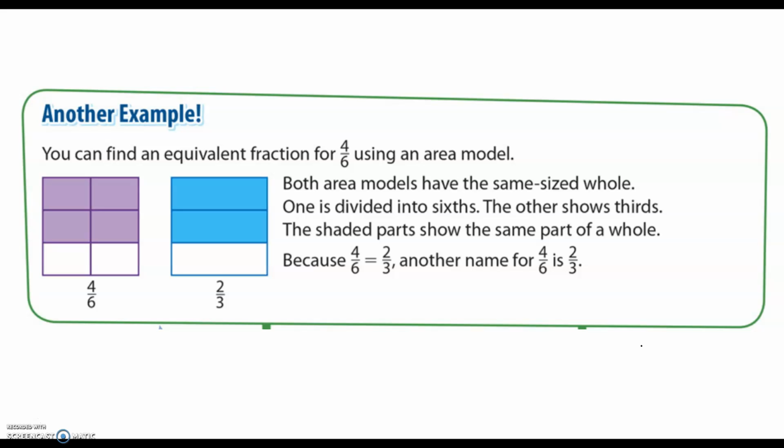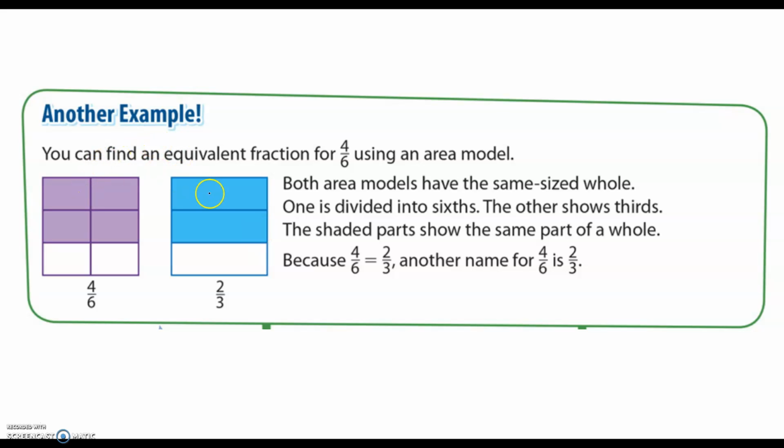You can find an equivalent fraction for 4/6 using an area model. Both area models have the same sized whole. One is divided into 6, the other shows thirds. The shaded parts show the same part of a whole. Because 4/6 is equal to 2/3, another name for 4/6 is 2/3.